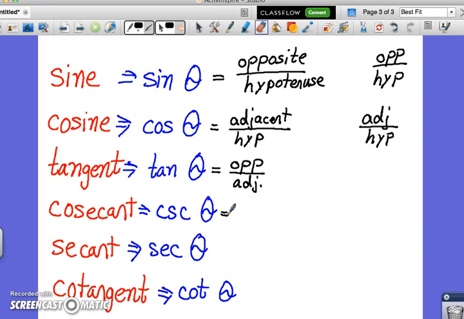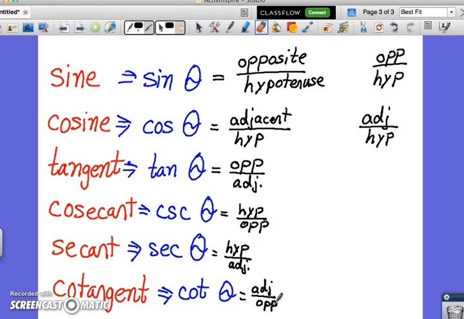Okay? Now cosecant, which is the opposite of sine. So it's going to be the sine up here flipped. It's the reciprocal of the sine. So it is the hypotenuse over the opposite. The secant is going to be the hypotenuse over the adjacent, because it's the reciprocal of cosine. And the cotangent is going to be the adjacent side over the opposite side. It's the ratio of the adjacent side over the opposite side.